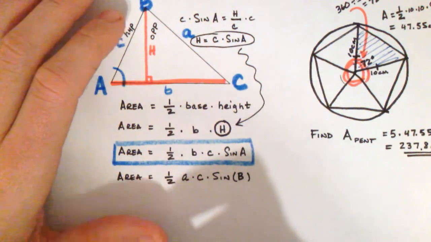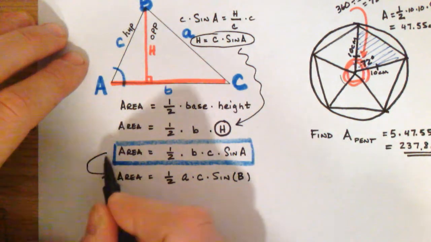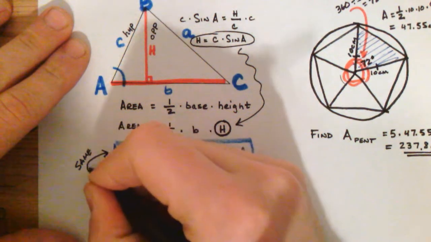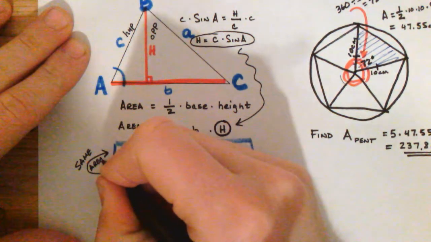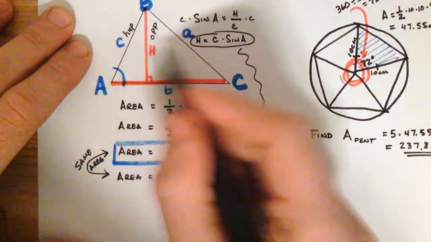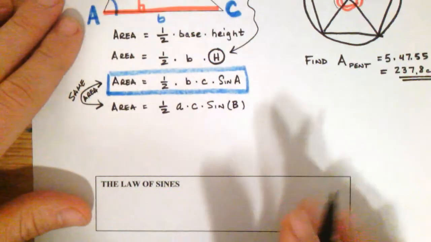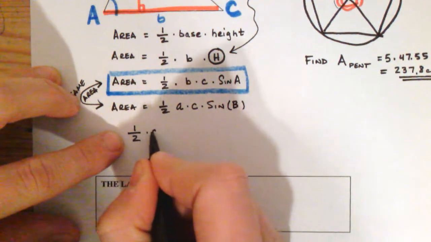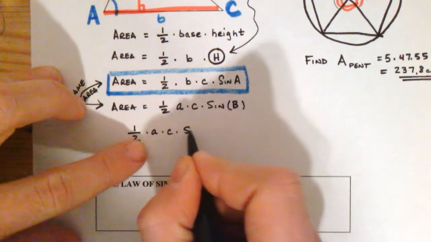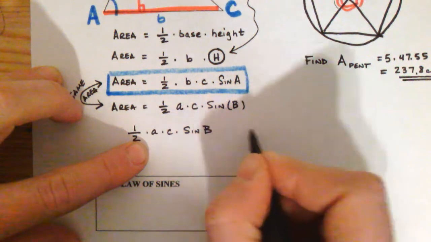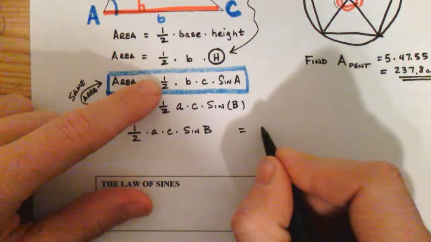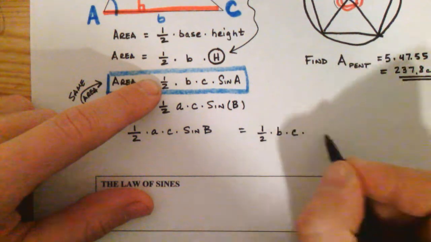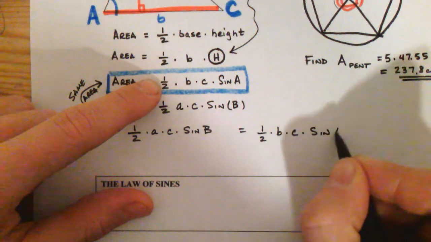Well, think about it for a second. Aren't these right here the same area? Since they're both finding the area of this triangle. So technically, we could make this statement. 1/2 times A times C times the sine of B is equivalent to 1/2 times B times C times the sine of A.